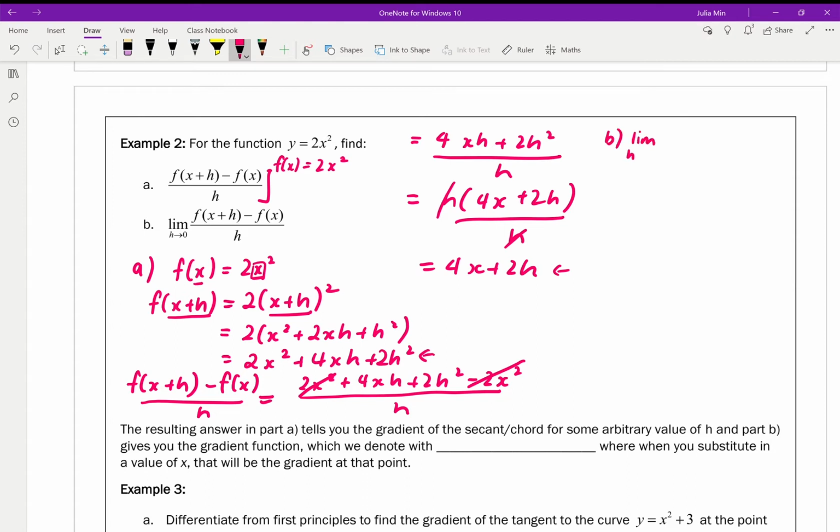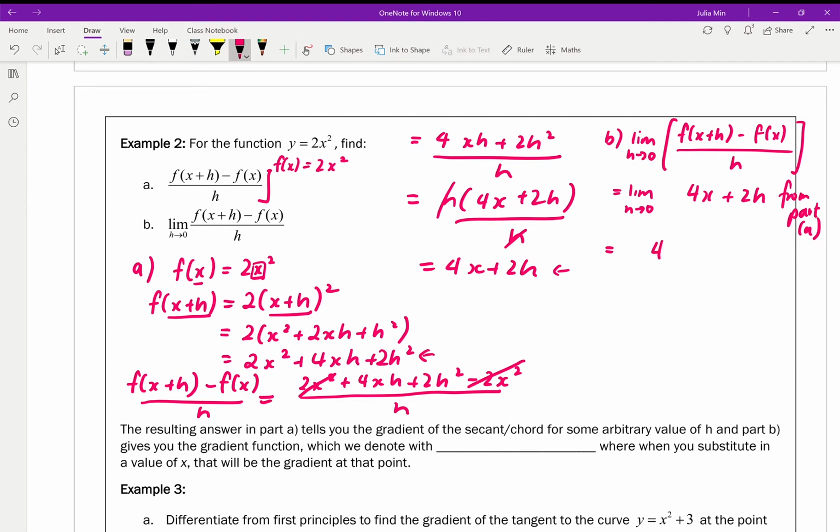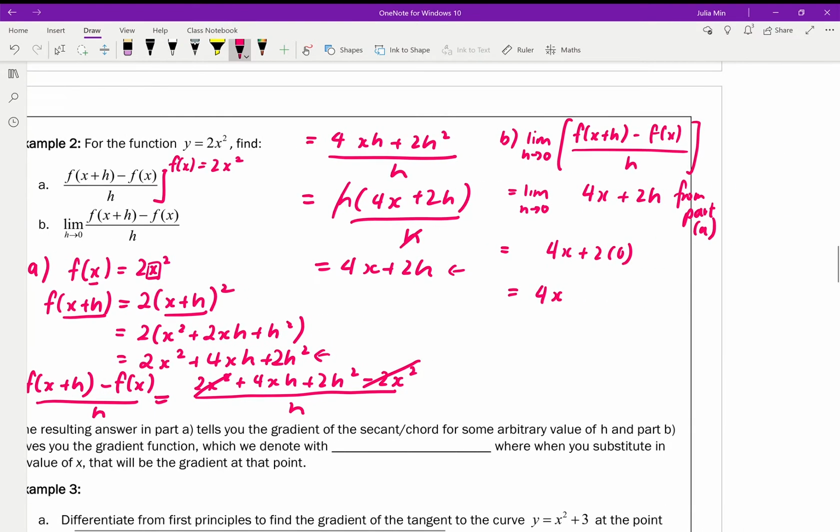So if I take the limit as h approaches 0 of what we had in part A, so this bit is what we got in part A. So I don't have to do this part again because I already know what that is, but I do need to take the limit of it. Okay, so let's just skip a step and say, well, I already know that that's 4x plus 2h. Okay, and I'll just say from part A, so the marker knows where I got that from. And to find the limit of that, I just say, let's sub h equals 0 in. That's usually how I find the limit of something. And so the limit as h approaches 0 is 4x.